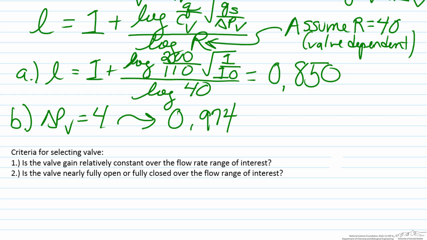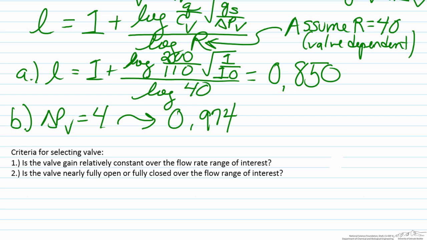And 2, is the valve nearly fully open or fully closed over this range? The reason why 1 is important is because if the gain is not that constant and gets too large in places, what will happen is the flow can tend to oscillate, which means that small changes can lead to very large flow rates. However, if the valve gain gets too small in comparison, what this means is the process will be sluggish because it won't be able to respond as quickly to changes because of the size of the gain.